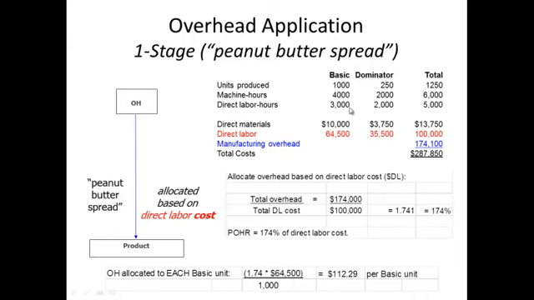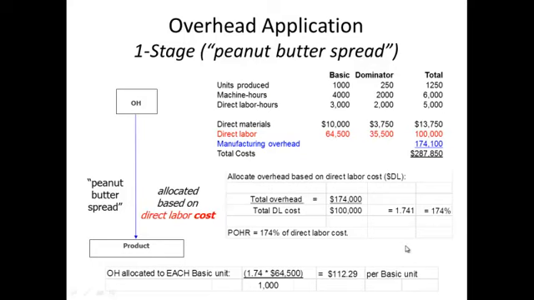In this example, how much overhead would be allocated to 1 unit of our basic product line? Our basic product line consumes $64,500 in labor cost. We would multiply that by our overhead rate of 1.74. That would tell us how much total overhead is being allocated to that entire line for the entire year. And then to convert it to a per unit basis, we would divide by 1,000 units. In this case, we would be allocating $112.29 of overhead to every single unit of our basic product line.